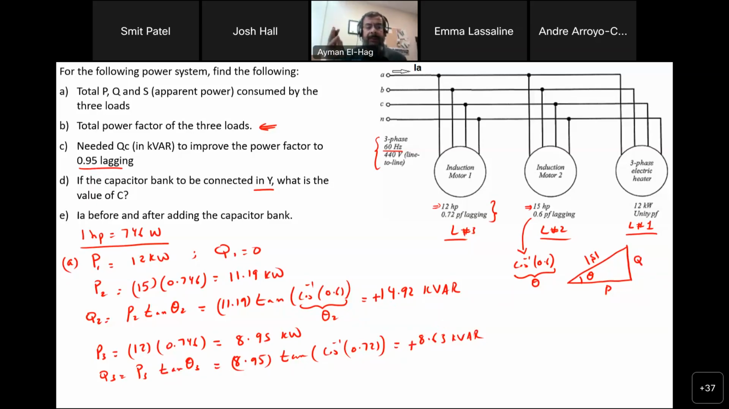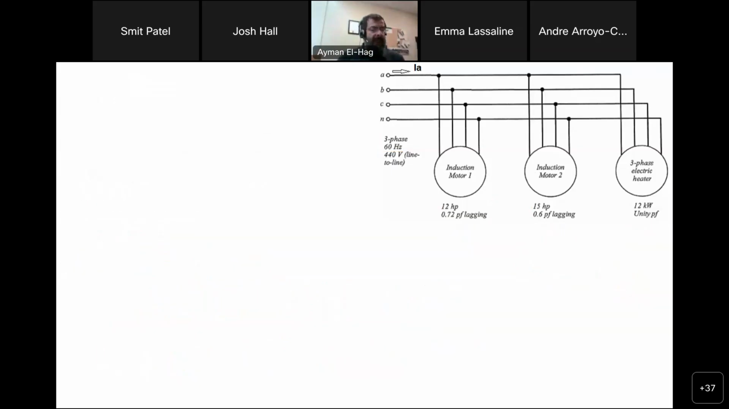So now we found P1, P2, P3, Q1, Q2, and Q3. Then we will go and find the total P. Your P total for the three loads is equal to P1 plus P2 plus P3. As I said, these are scalars. You just add them, and this is equal to 32.14 kilowatt. And Q total is equal to Q1 plus Q2 plus Q3, and this will give me 23.55 kVAR.